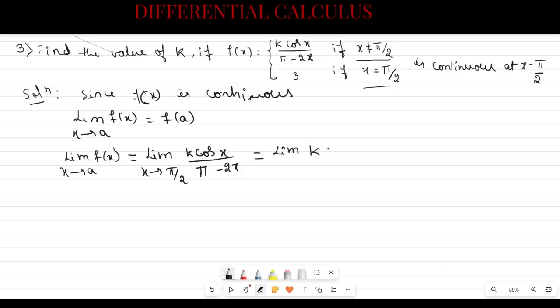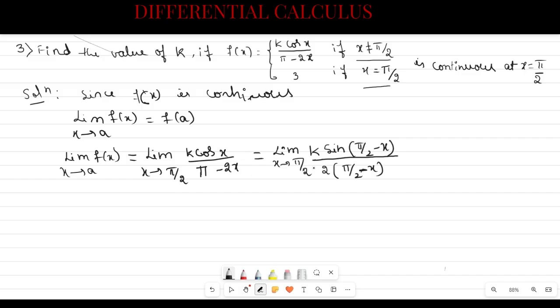We can write cos in terms of sine using the allied angle rule: sine of pi by 2 minus x is cos x. So k into sine of pi by 2 minus x, which equals cos x, is what I am writing here. In the denominator I am taking 2 common. If you take 2 common, it becomes pi by 2 minus x. Very simple question. And the limit is x tends to pi by 2.